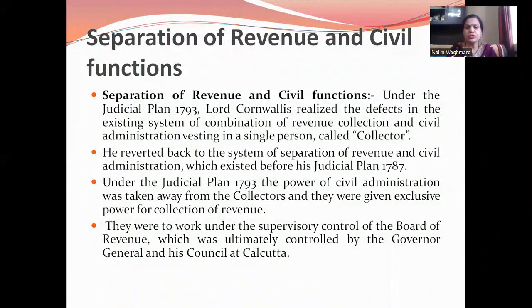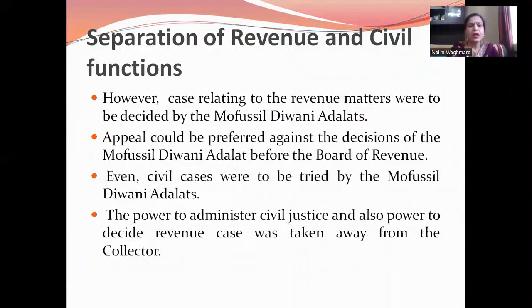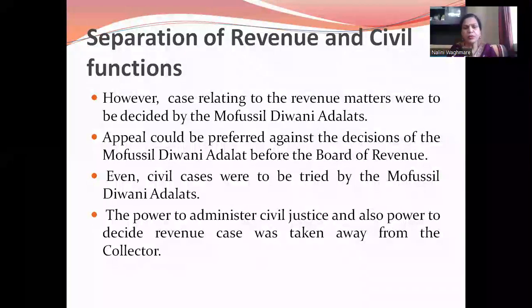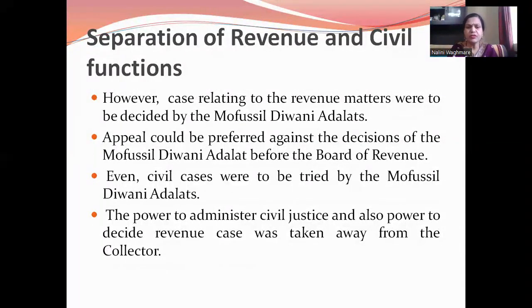They were to work under the supervisory control of the Board of Revenue, which was ultimately controlled by the Governor General and his council at Calcutta. However, cases relating to revenue matters were to be decided by the Official Diwani Adalats. Appeal could be preferred against the decision of the Official Diwani Adalat before the Board of Revenue. Even civil cases were to be tried by the Official Diwani Adalats. The power to administer civil justice and also the power to decide revenue cases was taken away from the collector.